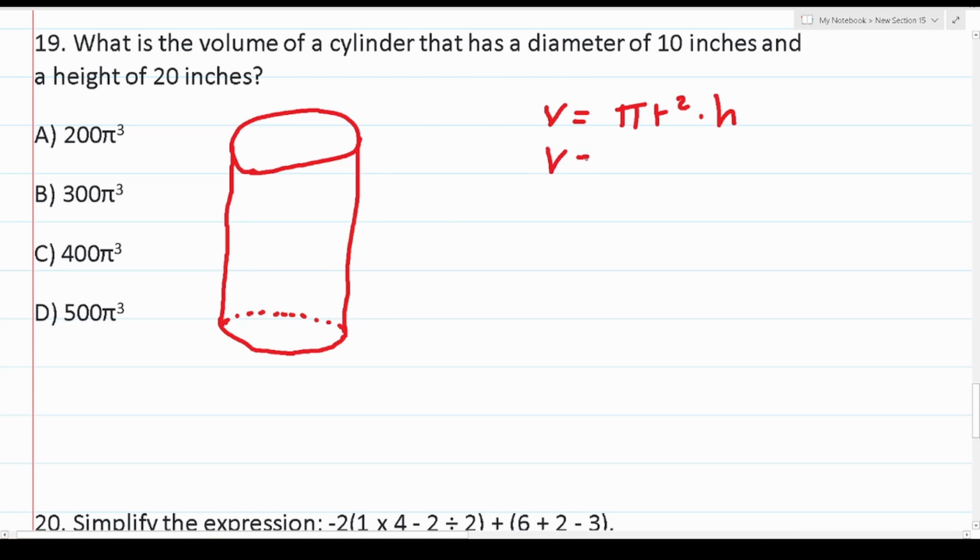So let's go ahead and plug in what we have. We know the height is 20 inches, so this is h. We know the diameter is 10 inches, but we only want the radius. Again, the radius is this point, the center point to the edge. Radius is always diameter over 2. So if your diameter is 10, the radius is 10 over 2, which means the radius is 5.